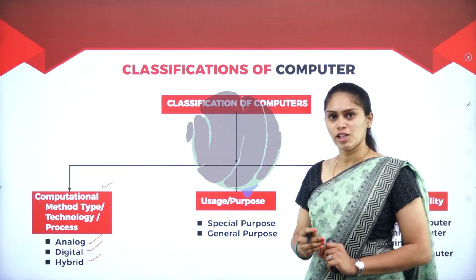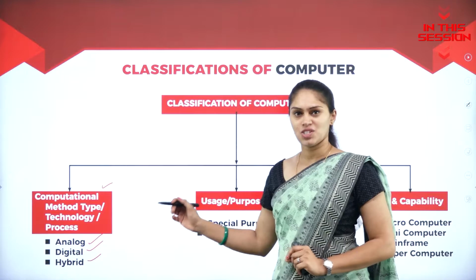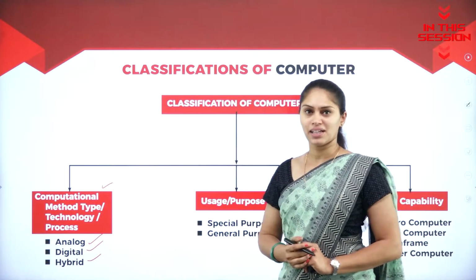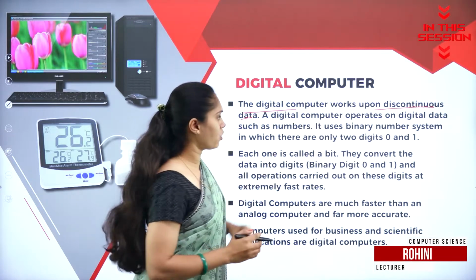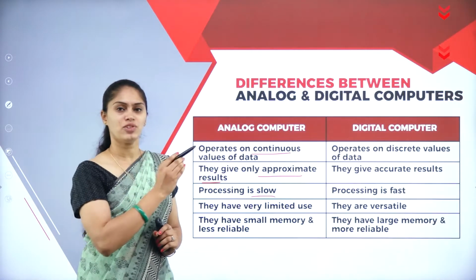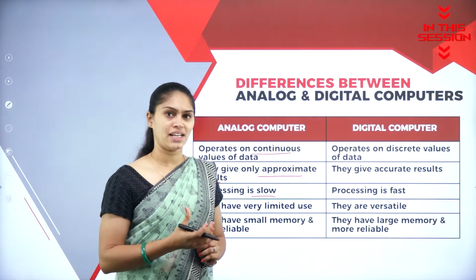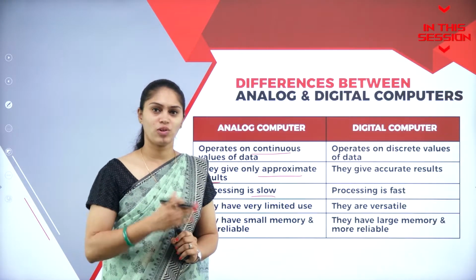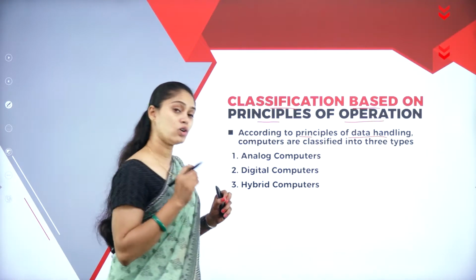So based on all those parameters, it has been classified into three parts, that is digital, analog and hybrid computer. These digital computers will operate on the digital data that has numbers. Then processing is slow. When it comes to digital, processing is fast because every data and information will be in zeros and ones. No need to convert. According to the principle of data handling, how the data will be handled.